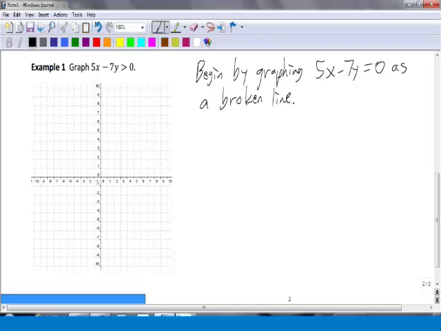Maybe you'd want to put it in slope-intercept form. If we subtract 5x from both sides, we have 7y equals negative 5x. If we divide both sides by negative 7, we have y equals 5/7 x. So put in this form, it's probably pretty easy to find an additional point.